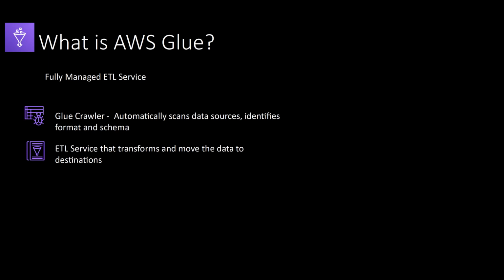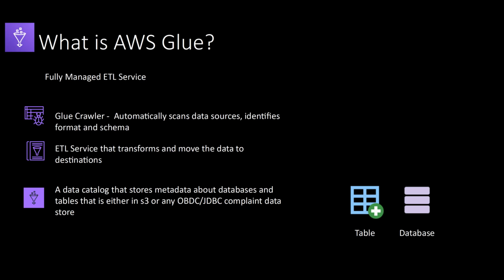Number two, it has an ETL service that basically is like any other ETL service which transforms and moves the data to different destinations. And the third one, and the most important part, it's a data catalog that stores metadata about your databases and tables that is either in S3 or any other ODBC or JDBC compliant data stores. And these tables and databases are stored in Glue data catalog and can be modified using AWS Management Console or simply using DDL statements.